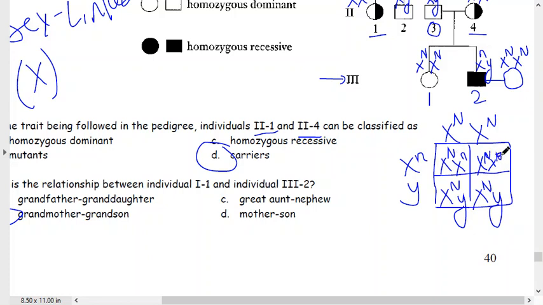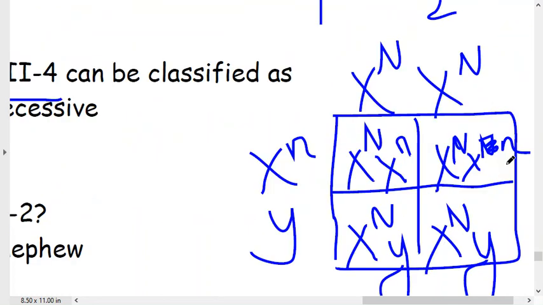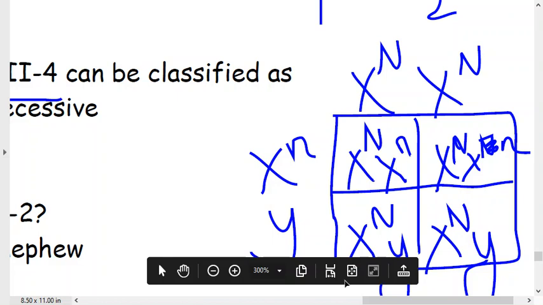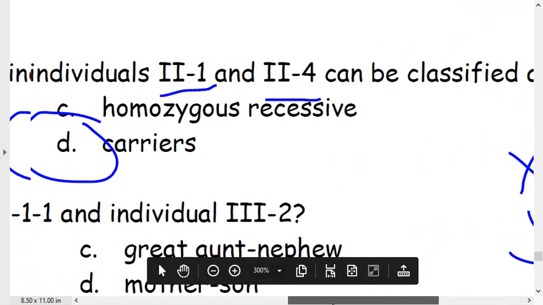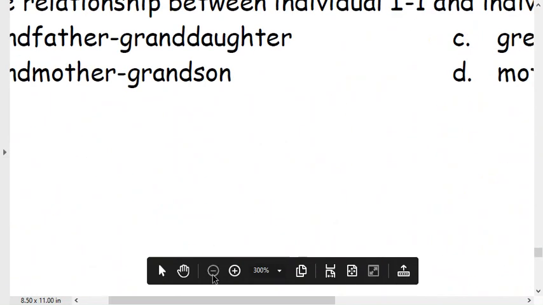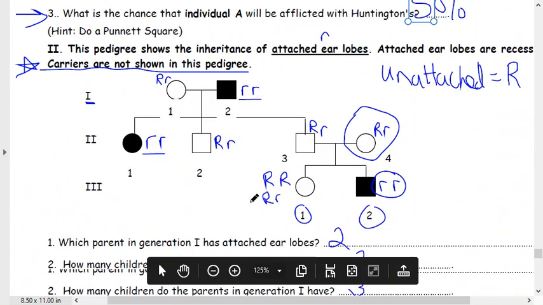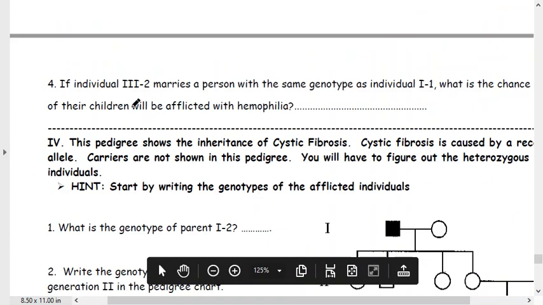Oops, I made a mistake here. This should be a lowercase n. We'll zoom in on that. The females will be carriers, but they will still be normal. And the males will be completely normal. So what is their chance of having a child with hemophilia? 0.